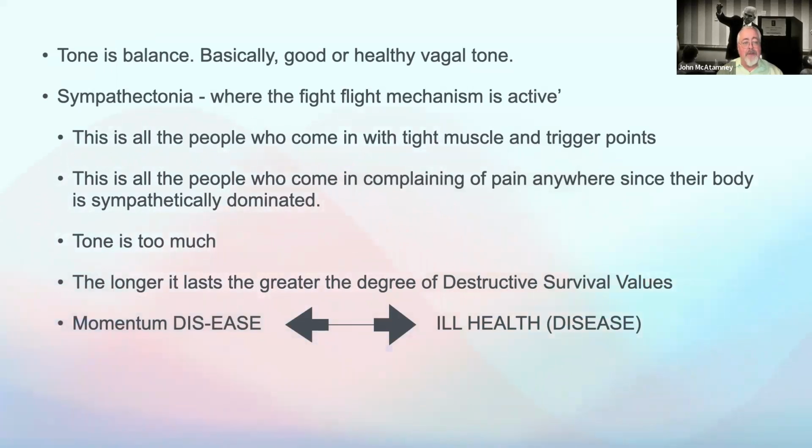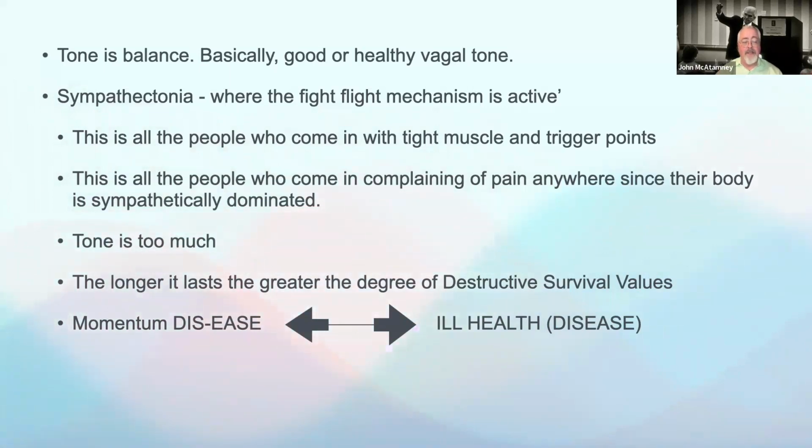Tone is balance from a chiropractic perspective. Basically good or healthy vagal tone. Let me talk about that a little bit. Sympathetic tonia. This is where the fight-flight mechanism is active. All the people come in with tight muscles and trigger points. To have a tight muscle or trigger points, it's sympathetic tone. All the people who come in complaining of pain anywhere in their body, their body is sympathetically dominated. Pain, tight muscles, trigger points is sympathetic tone, fight, flight. As D.D. said, the tone is too much.